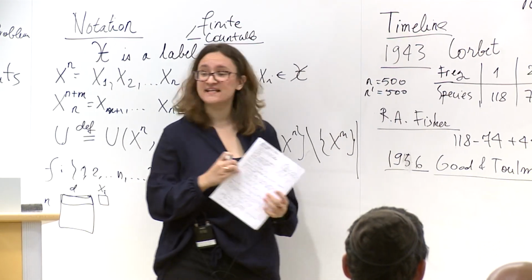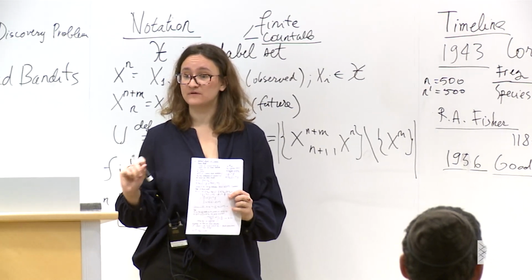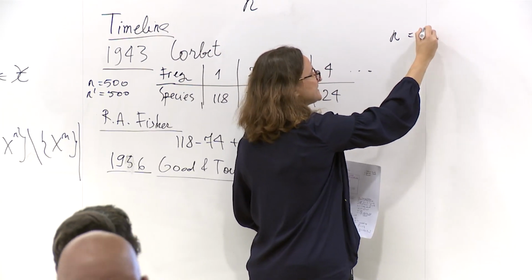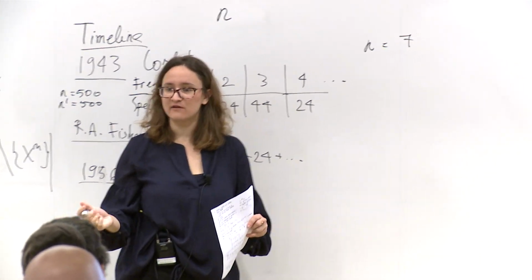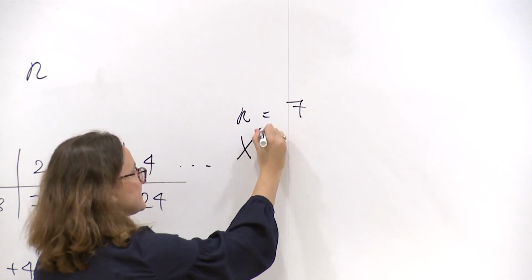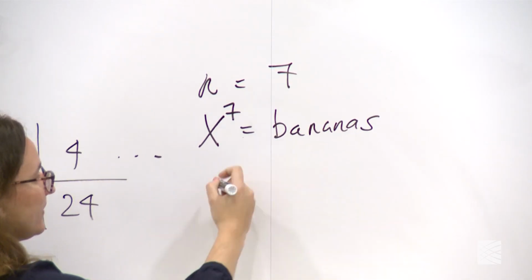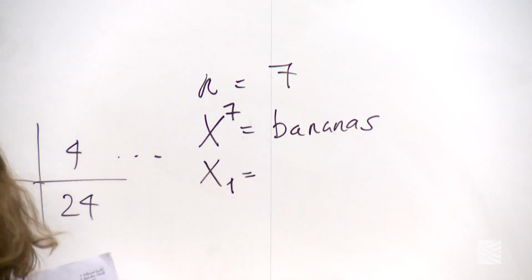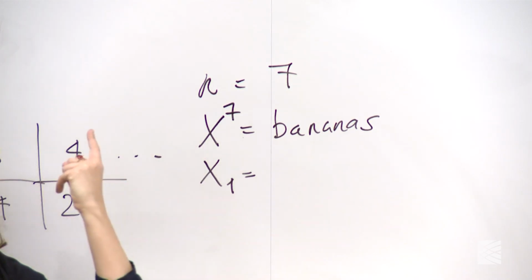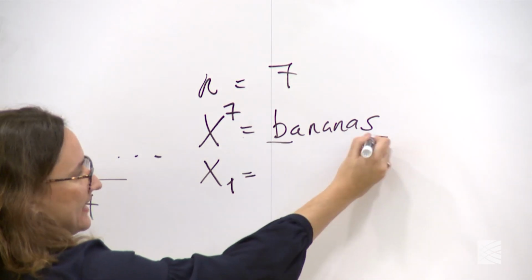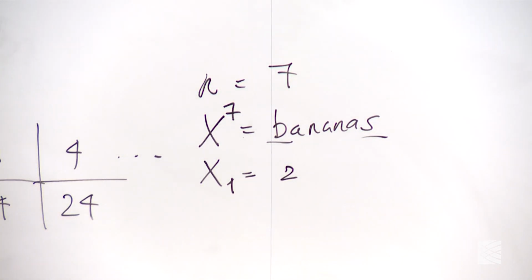Okay, let's take an example. Let's say n is equal to 7, and you're collecting letters in the alphabet. And let's say your x7 is bananas. So here, x1, how many letters appear only one time? There are 2 letters, B and S, that appear 2 times. This x1 and that x1, those are different, right? They're the same. I just don't want to use the same. Okay, I'm consistent in my notation.